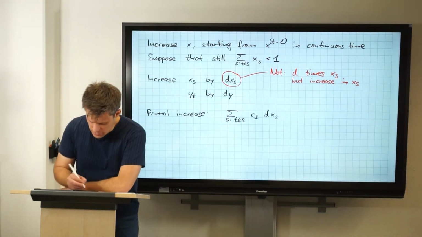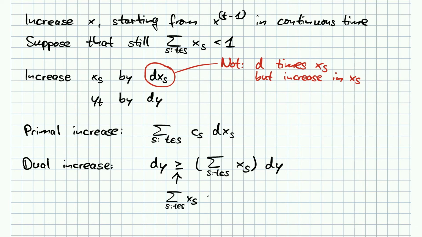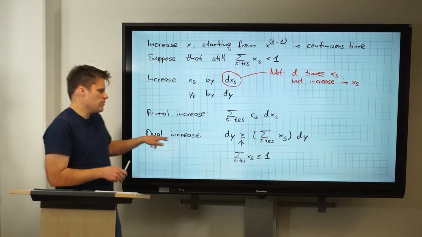Now, how big is the dual increase? The dual increase at the same time is dy. How big is dy? The funny thing is, we can now say that this is at least by how much element t is covered so far times dy. Why is this? Because element t is not yet fully covered. Good, so this is the dual increase.